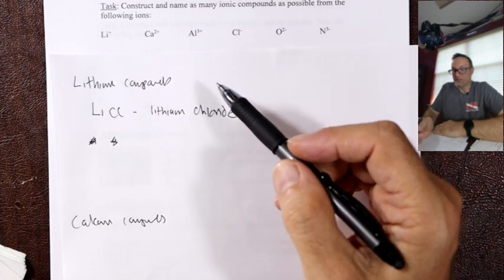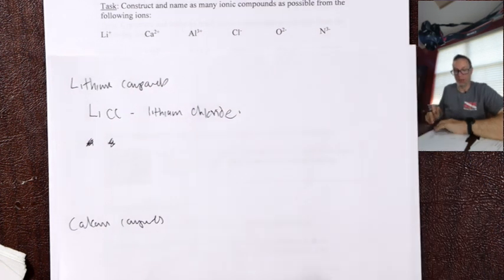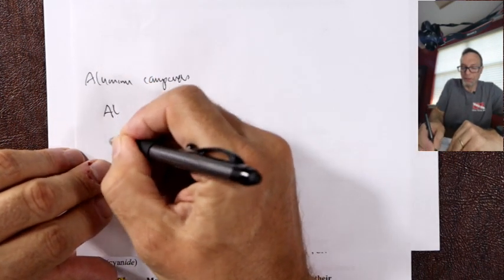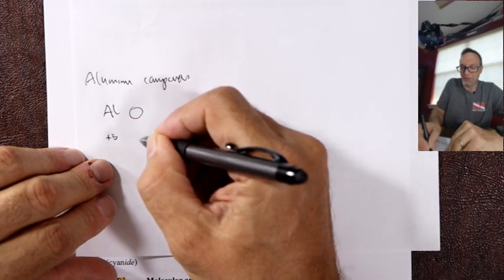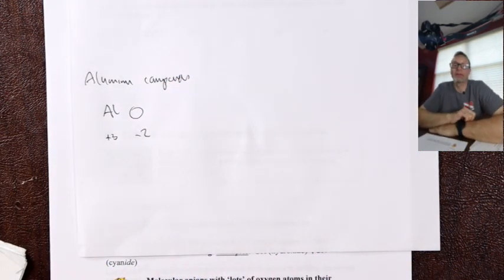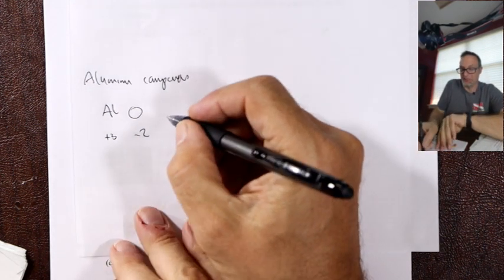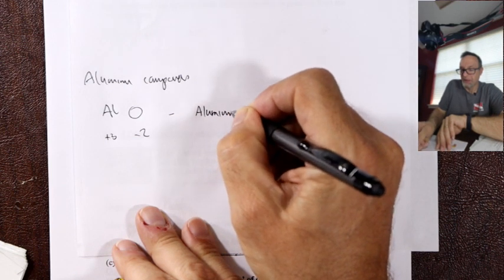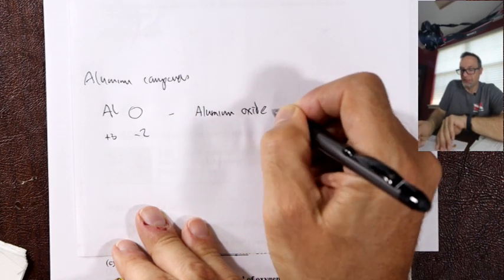So let's look at a fiendishly difficult one. Let's do aluminum oxide, right? I've got aluminum, which is a +3, and an oxide, which is a -2. They do not cancel 1-to-1. So here's the big trick: we can actually write the name first, because the name's always going to be the same, doesn't matter how many are in there. Aluminum oxide, right? Just run the two ion names together.